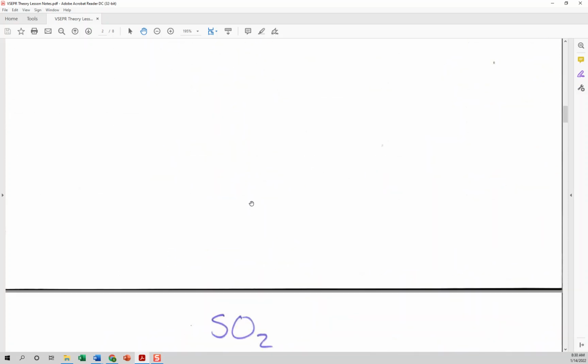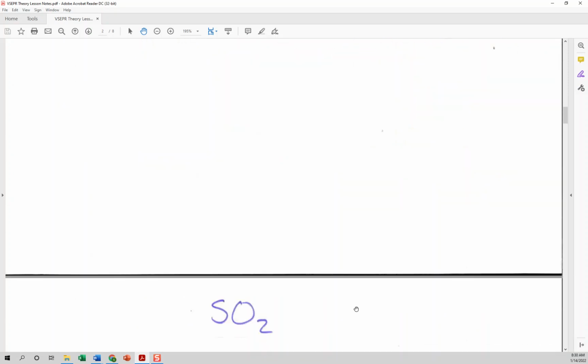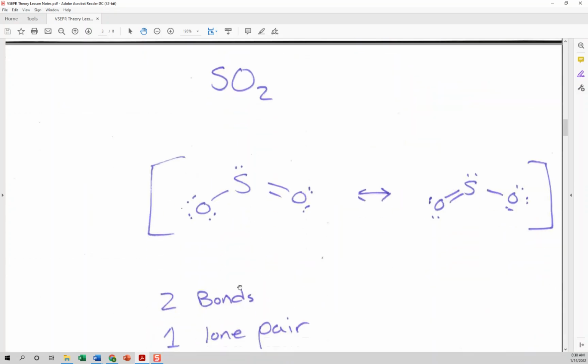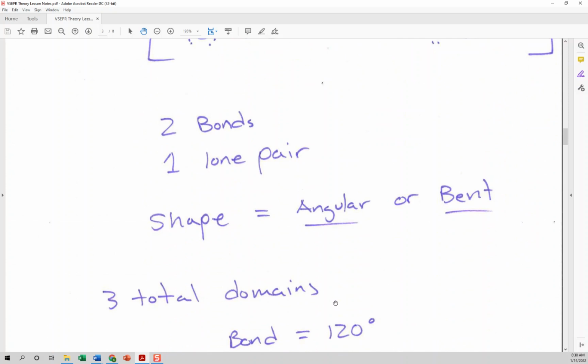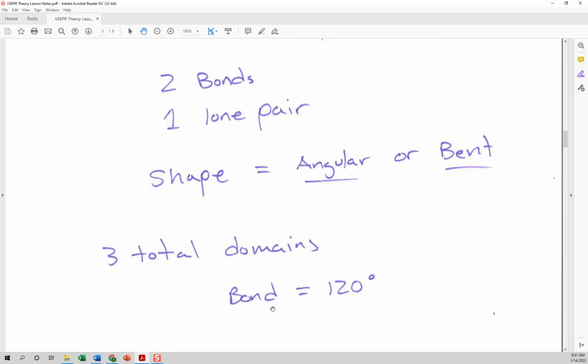So what did we say up here? If you have 3 domains, 120. Well, how many domains do we have around the central atom? We have 3 total domains. Remember, for bond angle, you don't have to differentiate between bonding domain and lone pair. You can just say, I got 3 domains. For shape, you got to differentiate. But 3 total domains, so we're thinking 120. Okay, so let's go to the model kit.